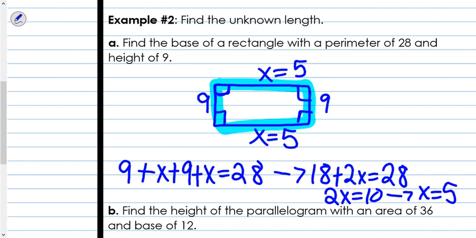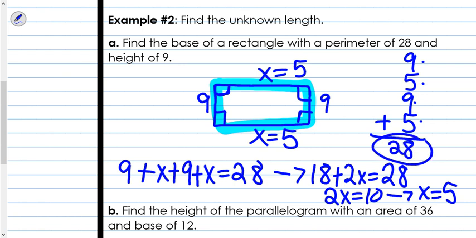And we can double check by adding all of our sides together and seeing if it adds up to 28. 9 plus 5 plus 9 plus 5. Add it all up. 9 plus 5 is 14, plus 9 is 23, plus 5 is 28. And sure enough, the perimeter adds up to 28.